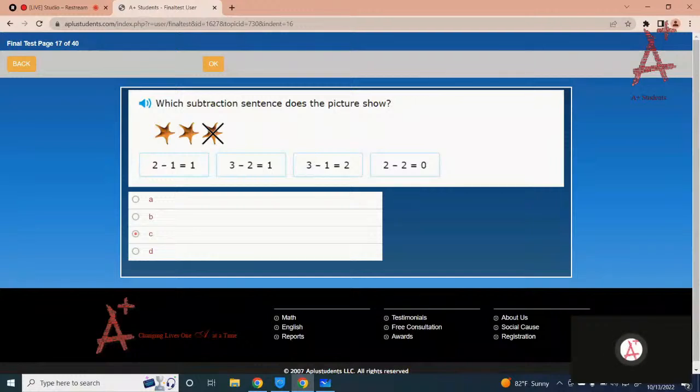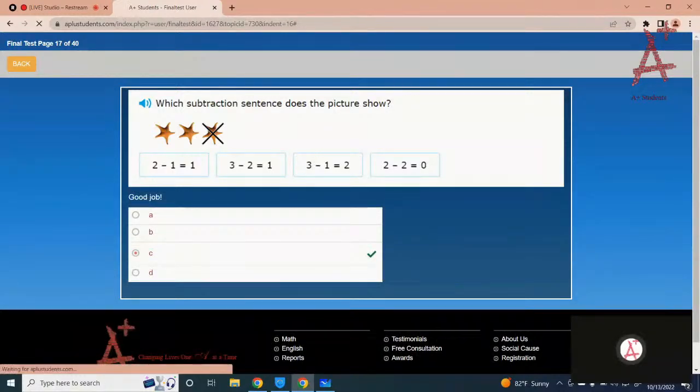The total is 3 and out of the 3 just 1 is crossed. So 3 take away 1 and you are left with 2. 3 take away 1 equals 2. Got it? So select the correct option and click on the OK button.